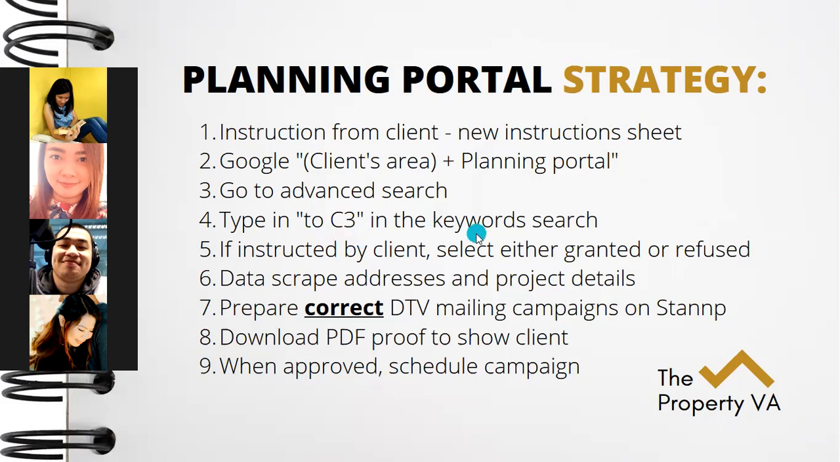2C3, that means that what you're looking for in the planning portal are all planning applications where the intended project is to convert something into a C3 class use. Now, C3 refers specifically to private residential use, okay, or dwelling, or home dwelling, okay.